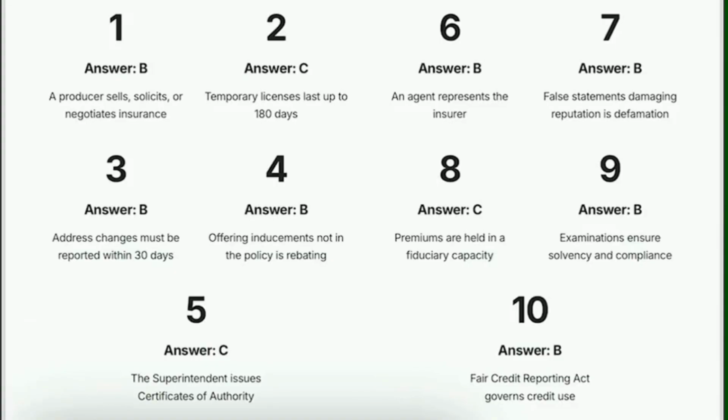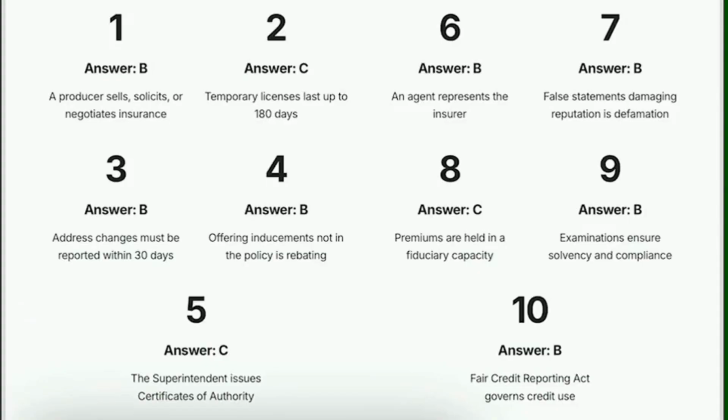Question number 5, the answer is C, the superintendent issues certificates of authority. Question number 6, the answer is B, the agent represents the insurer, right? The insurance company you work for. Question number 7, the answer is B, false statements damaging reputation is defamation. Question number 8, the answer is C, premiums are held in a fiduciary capacity. Question number 9, the answer is B, examinations ensure solvency and compliance. And question number 10 was B, the Fair Credit Reporting Act that governs credit use.